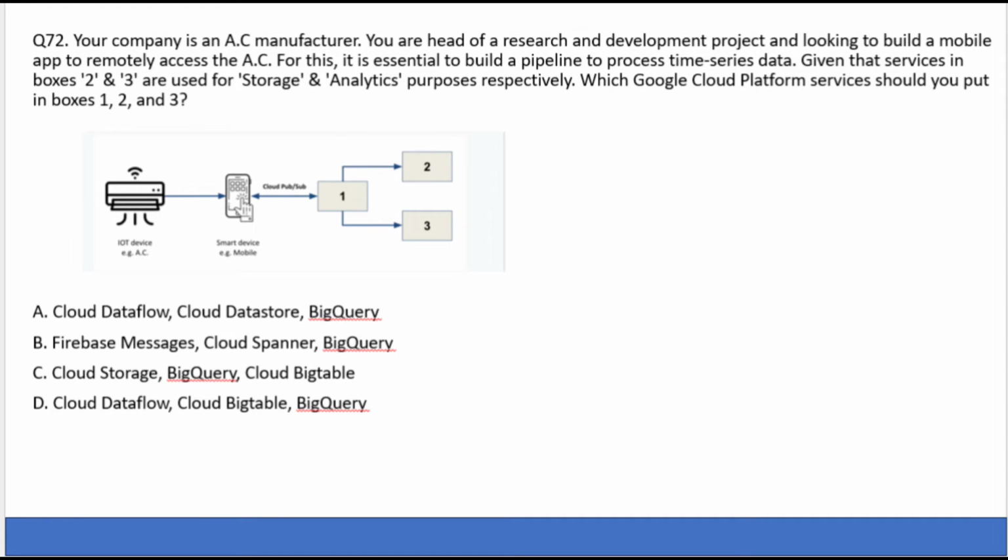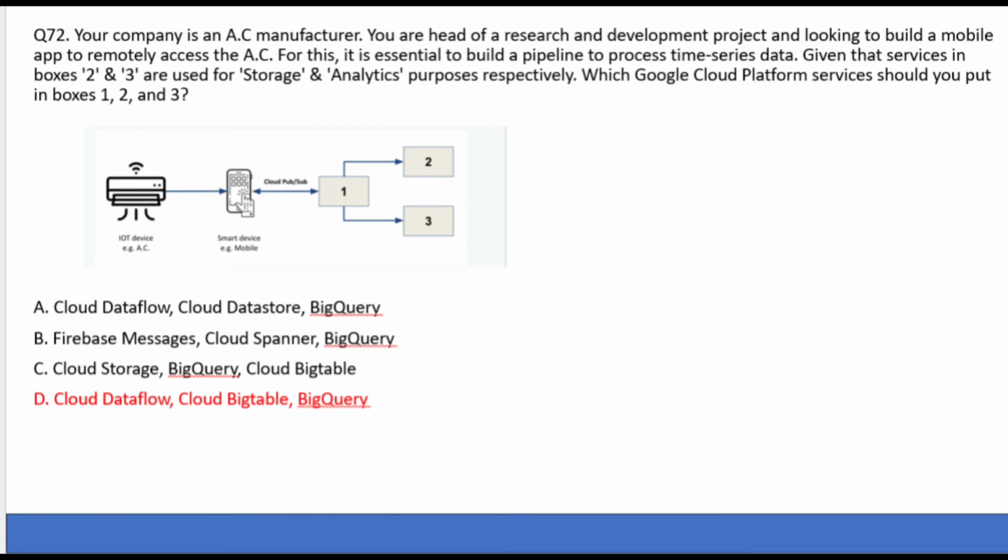Option C, Cloud Storage, BigQuery, Cloud Bigtable. Data from Cloud Storage cannot be directly sent to Bigtable and Datastore without a proper data processing pipeline, which is Dataflow. So this option is not correct. Option D, Cloud Dataflow, Cloud Bigtable, BigQuery. BigQuery and Bigtable are the right choices for time series data, and Dataflow can send data to both of them using the Pub/Sub messages. So this option is correct. So option D is the correct solution for this question.